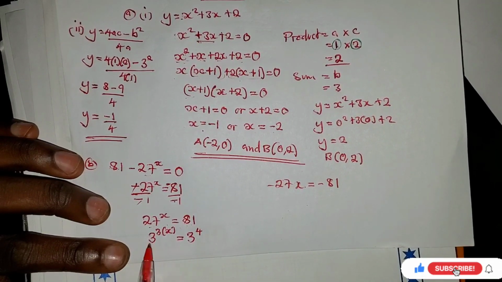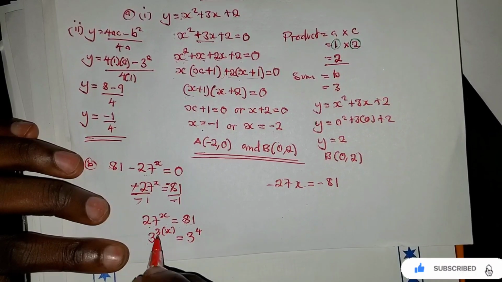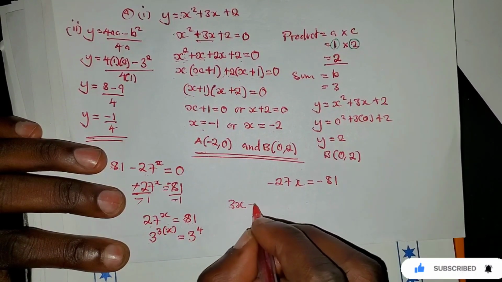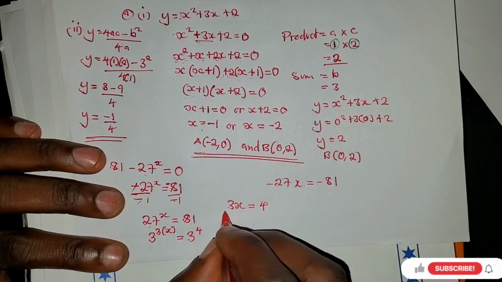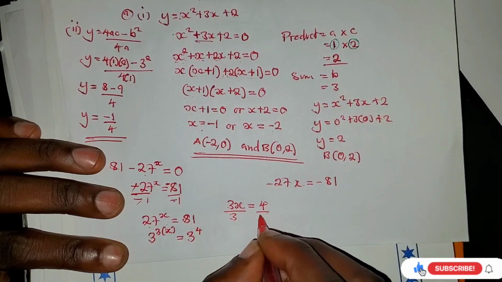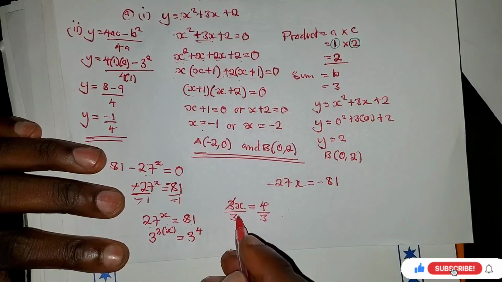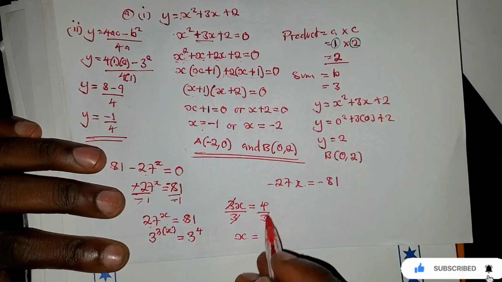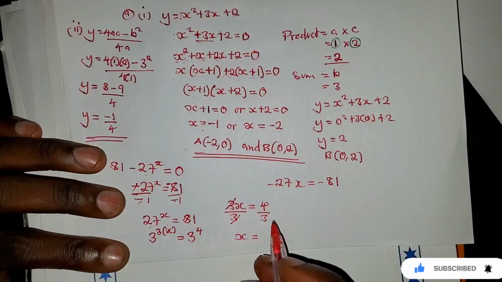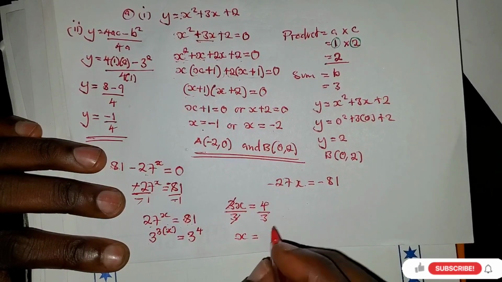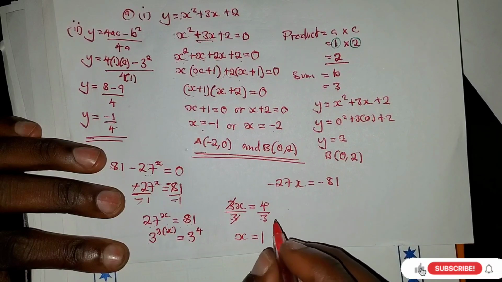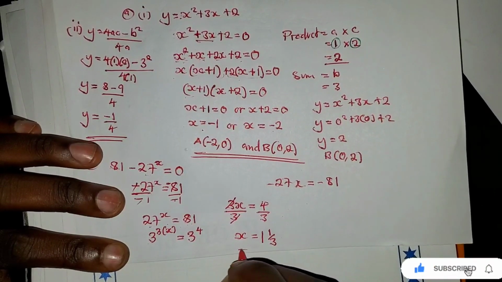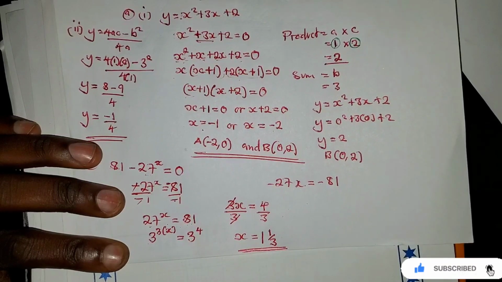Okay? 3 to the power 4. Now the bases are the same, just get the powers. It will be 3 times x, 3x, is equal to, just get the power there, 4. So over 3, over 3. Then this 3 and this 3 cancel. Therefore, x is equal to 4 over 3. This is an improper fraction, so you can leave it as a mixed fraction: 3 into 4 is 1, remainder 1, so 1 and 1 over 3. And this is the answer.